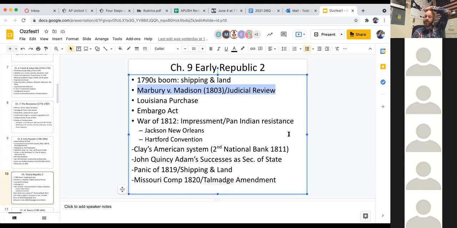This was the first time the Supreme Court struck down an act of Congress, in 1803. They struck down part of the Judiciary Act of 1789. Brilliant decision by John Marshall to prove that the Supreme Court had judicial review. So the only thing I need you to really know about Marbury versus Madison, the most important Supreme Court case of all time, is that it establishes judicial review, the principle that the courts can strike down an act of Congress. And that's how we deal with that.